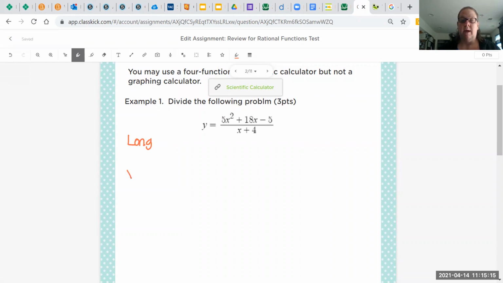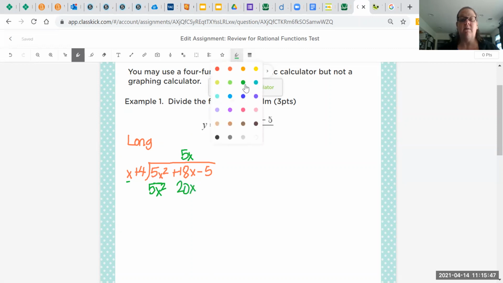So I'm going to do x plus 4 on the outside because that's what I'm dividing by. And then I'm going to put 5x squared plus 18x minus 5 here. And now I'm trying to figure out how to make x equal 5x squared. So that means I need to multiply x by 5x. So when I do 5x times x, I would get 5x squared. And I always want these to match. And then I'm going to do 5x times 4, and I'm going to get 20x.